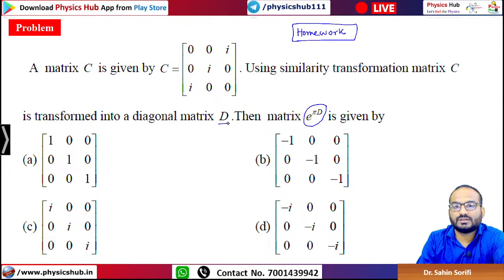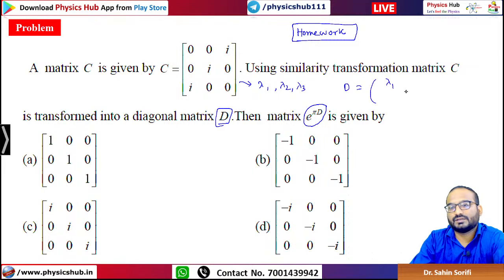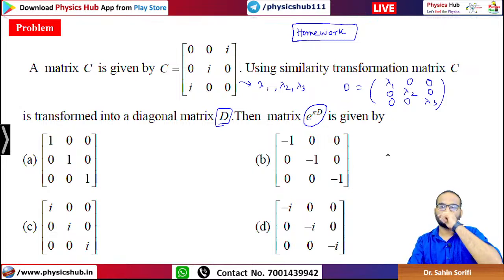It's so simple. The diagonal matrix you can find out by first finding the eigenvalues. 3 eigenvalues you will get: lambda 1, lambda 2, lambda 3. So from the characteristic equation you will first find lambda 1, lambda 2, lambda 3. Then D will be written in this way: lambda 1, lambda 2, lambda 3. Once D is obtained, you know what to do. E to the power pi D means e to the power lambda 1, e to the power lambda 2, e to the power lambda 3. That you have to find out. So you will do this problem at home and share it in the WhatsApp group.